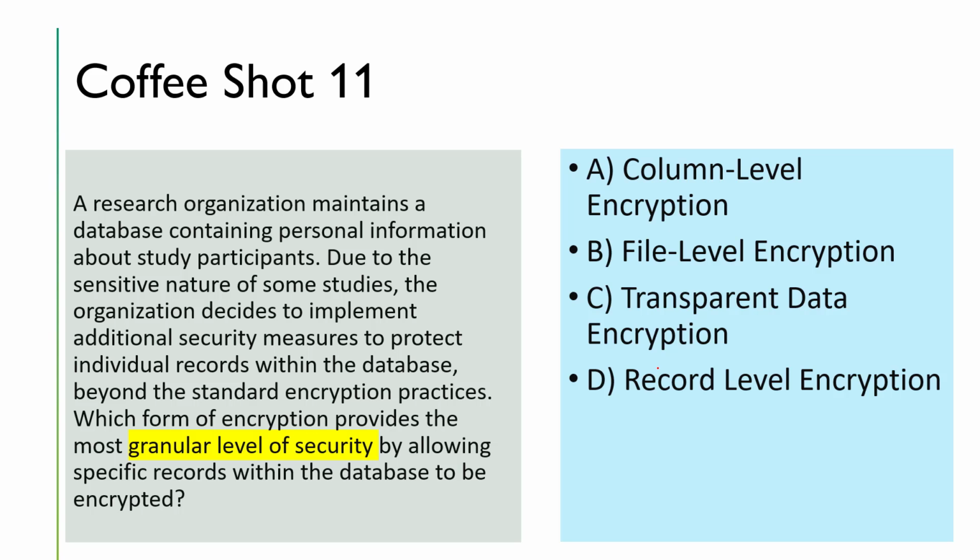File encrypts a particular file. As the question is talking about a database, transparent data encryption works in the backend, which encrypts the entire database. The only option left is record level encryption, where we're encrypting a particular record.